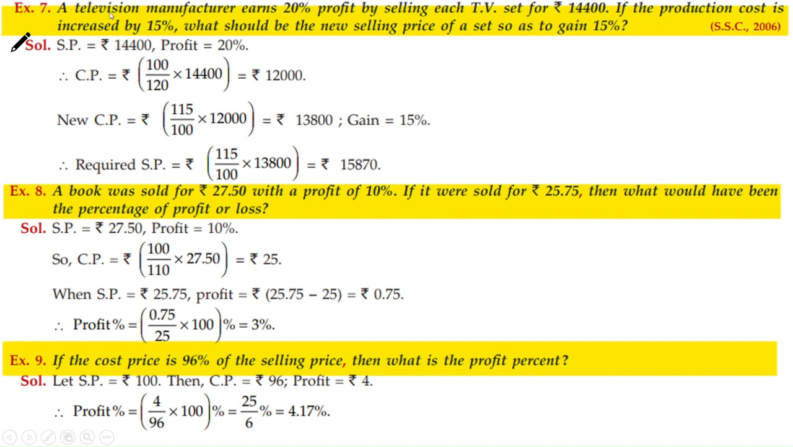A television manufacturer earns 20% profit by selling each TV set for rupees 14,400. If the production cost is increased by 15%, what should be the new selling price of a set so as to gain 15%?